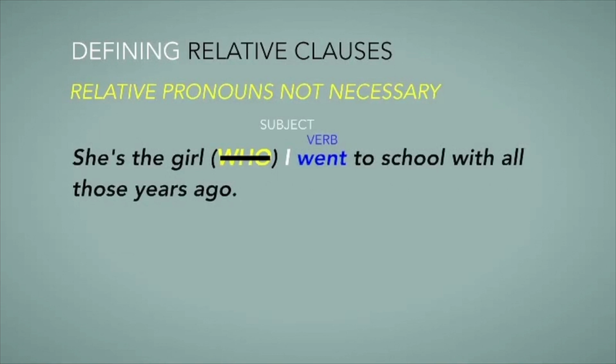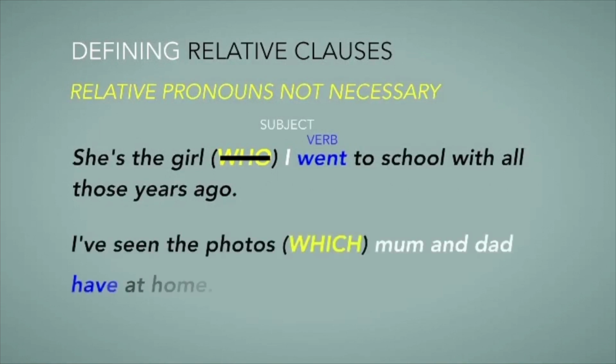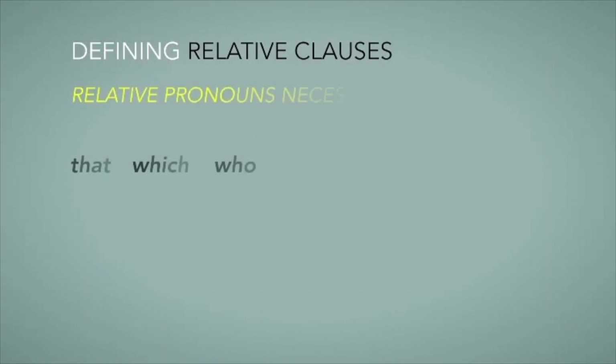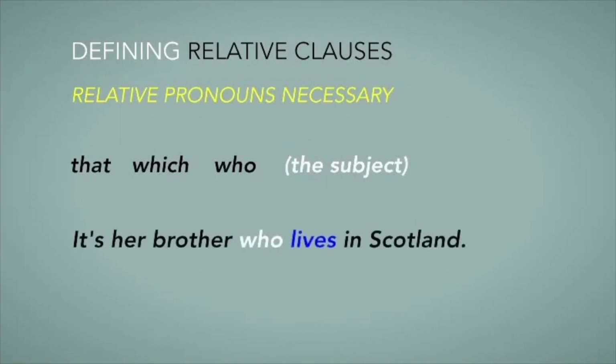She's the girl I went to school with all those years ago. I've seen the photos Mum and Dad have at home. However, when the relative pronoun is the subject of the verb in the relative clause, you cannot leave it out. It's her brother who lives in Scotland.